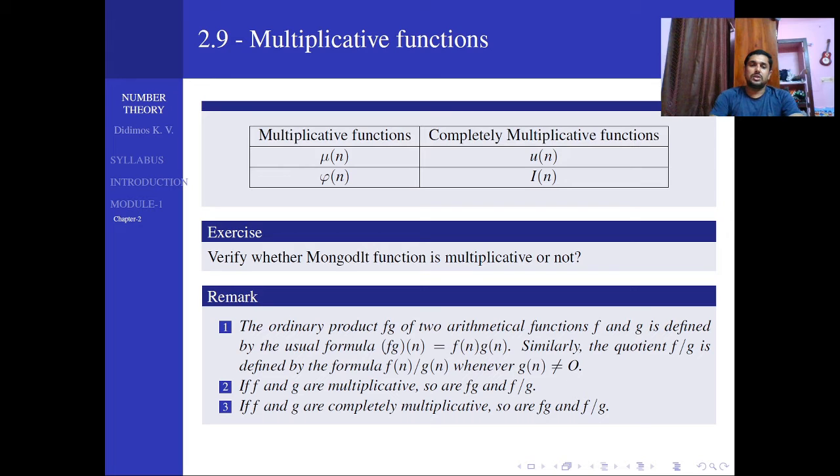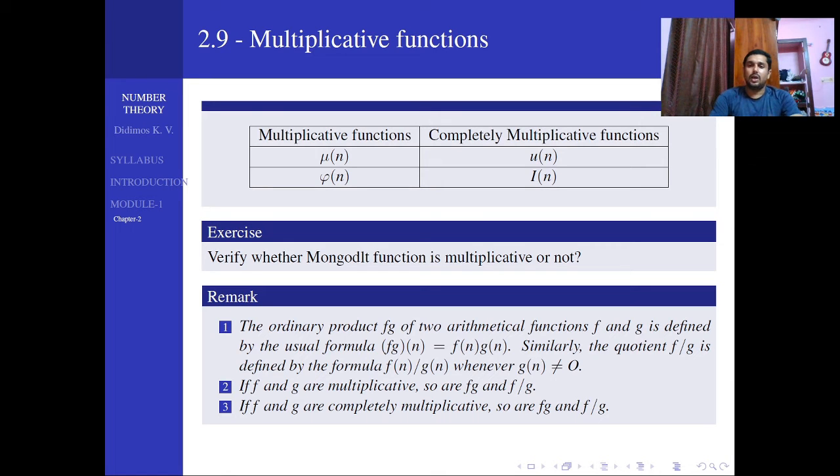Of course, these functions mu and phi are not completely multiplicative, because you can easily verify with one or two typical values for m and n and check that formula. So you will see that phi and mu do not satisfy the condition for a completely multiplicative function.